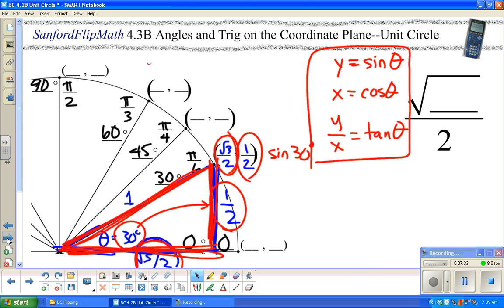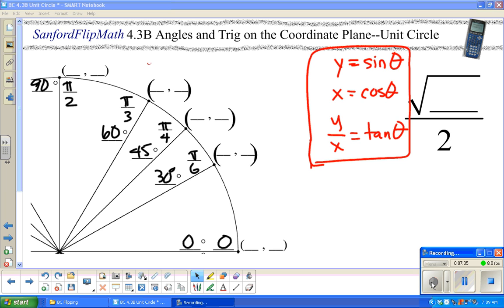Okay, all right, I need to clean this up a second. And just like magic, there it is. All right.